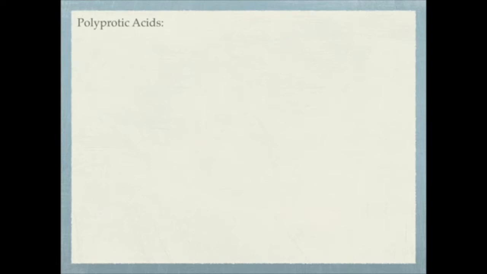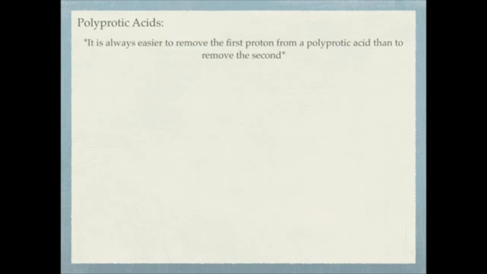Now, polyprotic acids are acids that lose more than one proton. And the key thing for you to remember with these polyprotic acids is the fact that it's a lot easier to remove the first proton from a polyprotic acid than to remove the second. And so if I ask you to find the pH of a polyprotic acid, since you are removing two hydrogens, you might be tempted to incorporate both of those in finding the pH. However, because you'll lose so many more hydrogen ions in the first removal, you only look at your first dissociation reaction. You don't look at the removal of a second proton.